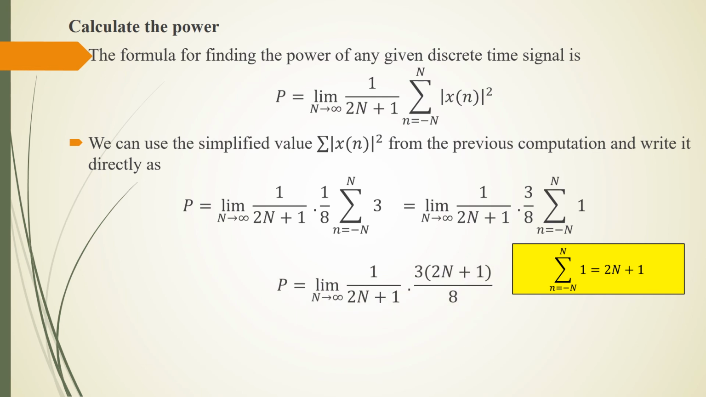Now we can replace this summation by 2n plus 1 in our power expression, and you can see that this 2n plus 1 and this 2n plus 1 cancel, and there is no limit n tends to infinity now because it's a constant. So the power is 3 by 8. Hence the given signal is a power signal. This is how we can calculate the energy and power of a signal and classify it as an energy or power signal. Thank you.